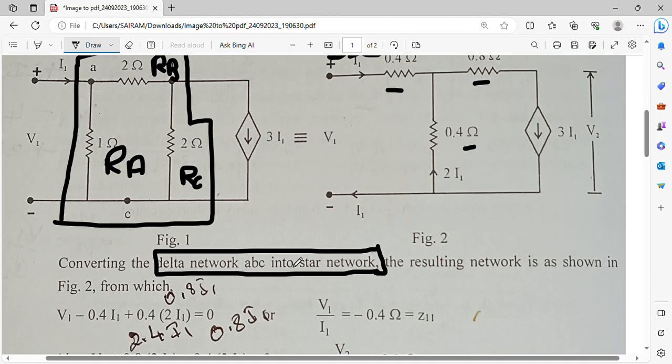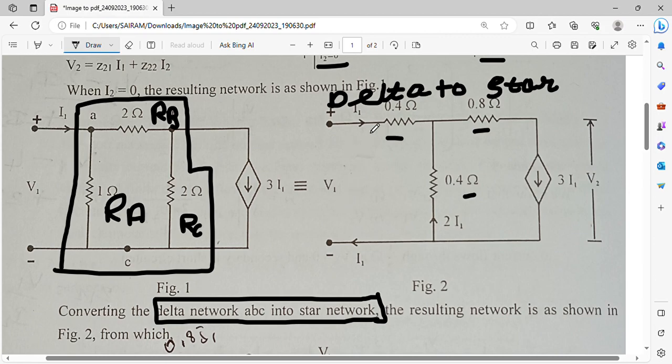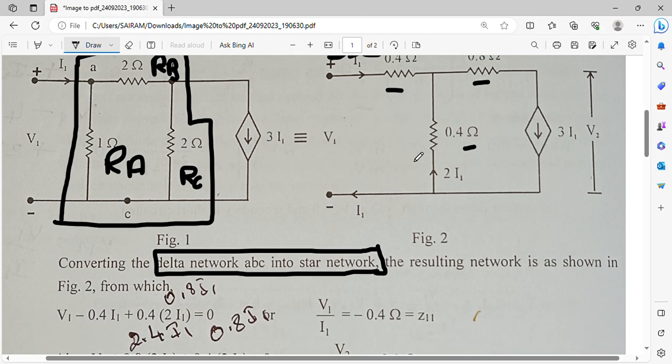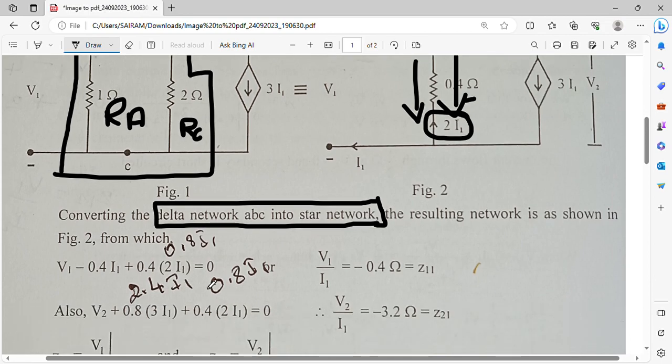Yeah. So my mesh 1 is nothing but V1 minus 0.4 I1, plus 0.4 into 2 I1. Why 2 I1? Because on both sides the current is flowing, and if you see the direction of the current, the current is coming here, and for this also the current is coming here like this. So therefore it is I1 plus I1, which is 2 I1, right? So that is why it is 0.4 into 2 I1, which is equal to 0, right? And now here you can see that if you try to solve this, what is 0.4 into 2?